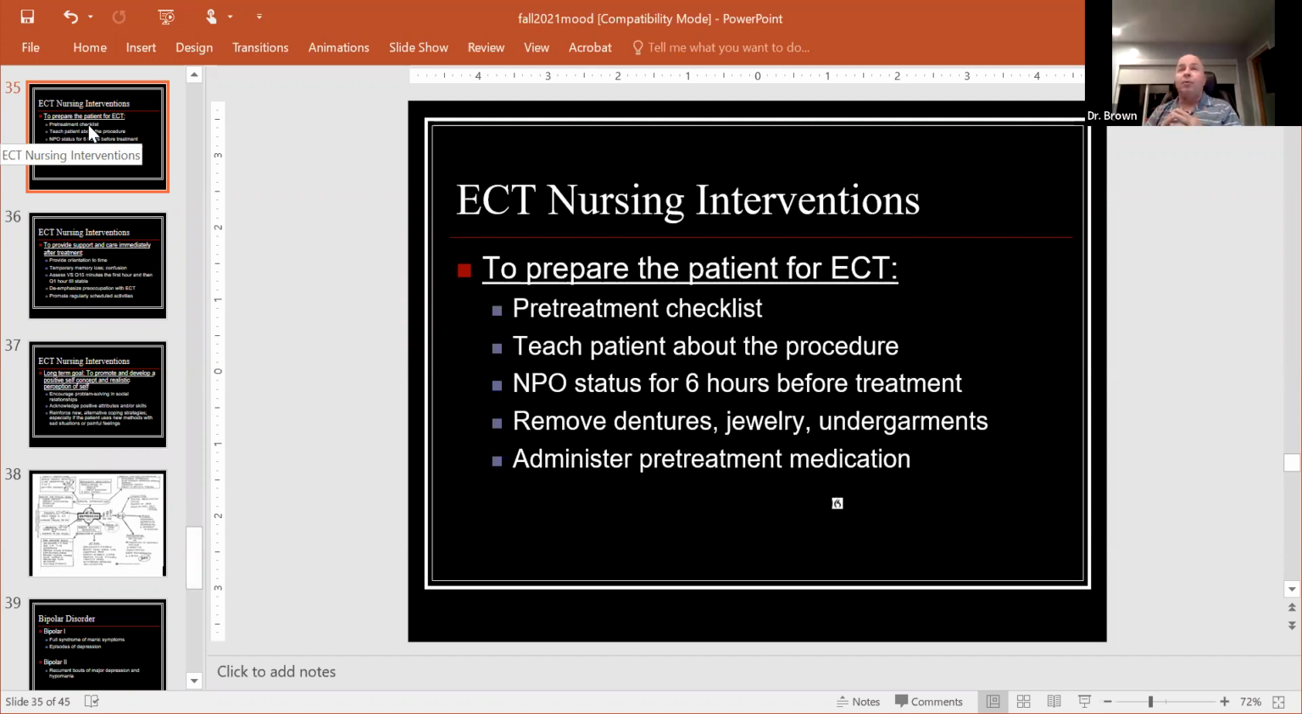And you're preparing the patient just like you prepare them for any type of surgery. You have a checklist, and the biggest side effect of ECT is temporary amnesia. I've taken care of patients for months and months and months. They go and have this procedure, they come back and they don't know who I am. But that will slowly come back, okay?